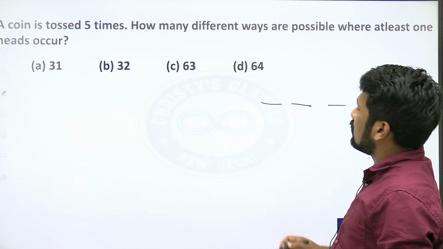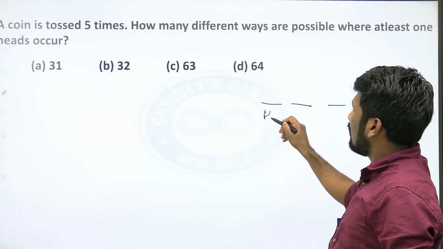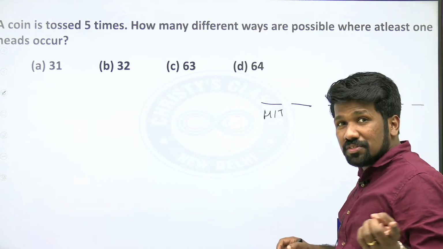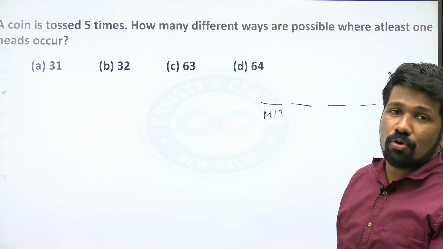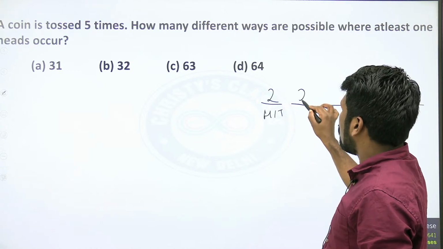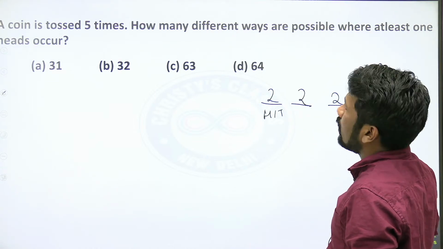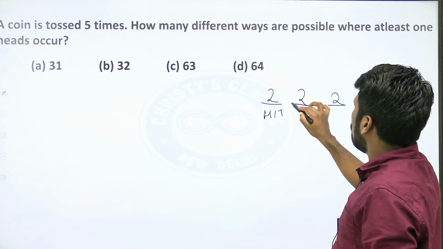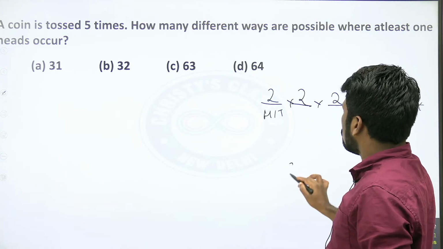So if you think from each of the tosses, what are the 2 choices it has? Head or tail are the 2 choices. Like in the previous question, the choice was to be part of the team or not to be part of the team. Here the choices are to get head or tail. So 2 choices for 5 times only. So 2 into 2 into 2 into 2 into 2, 2 raised to 5 choices.